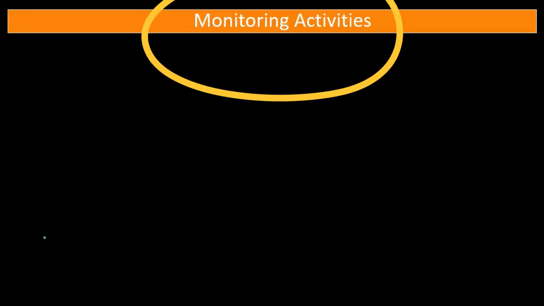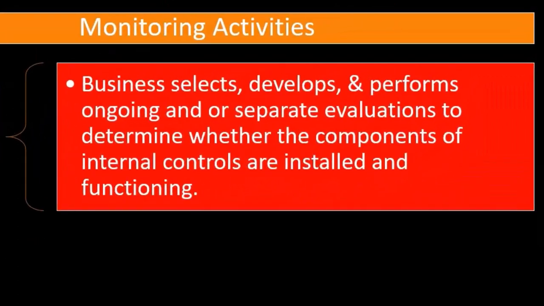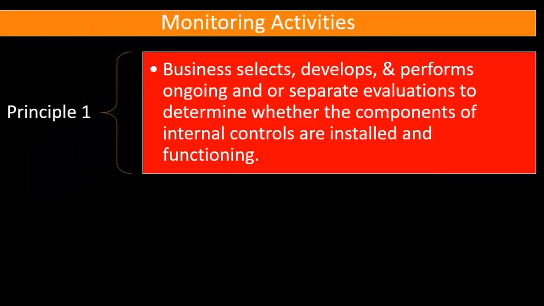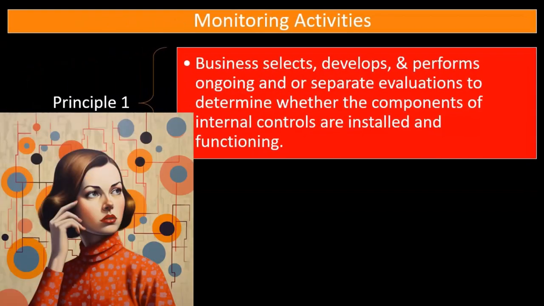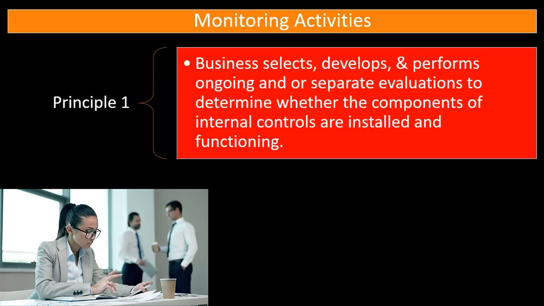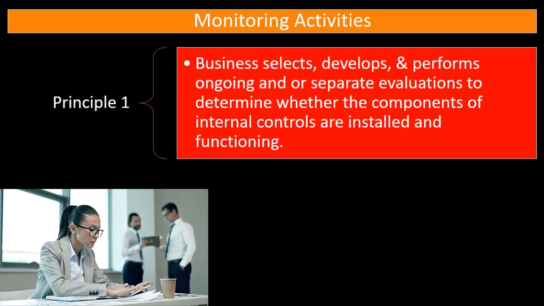Next, we're going to take a look at monitoring activities, principles related to it. Principle number one, business selects, develops, and performs ongoing and or separate evaluations to determine whether the components of internal controls are installed and functioning. So of course, we're thinking about the internal controls here in terms of what are the risks. We come up with a plan for internal controls. We then implement that plan with the control activities. We communicate that information. And then, of course, we monitor that information to see if the internal control processes are set up well, if they're implemented well, if they're doing what we would expect them to do.